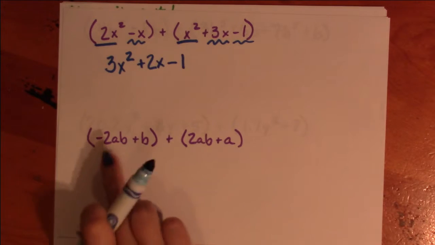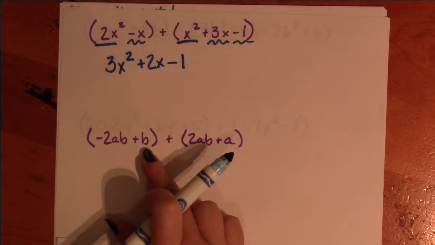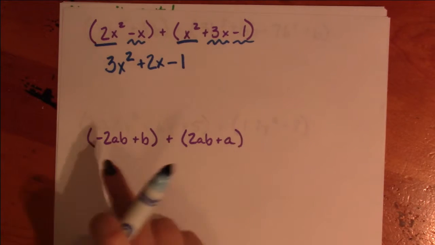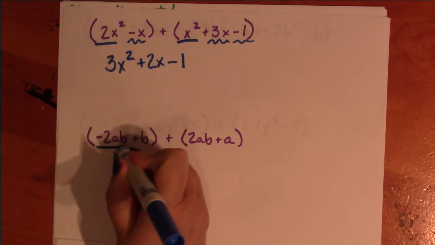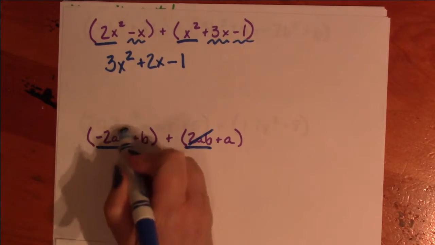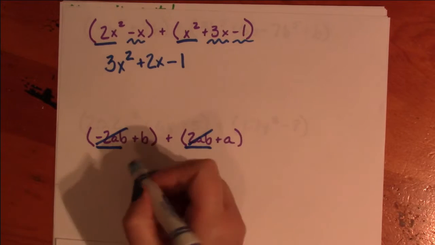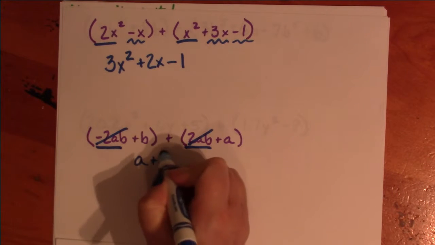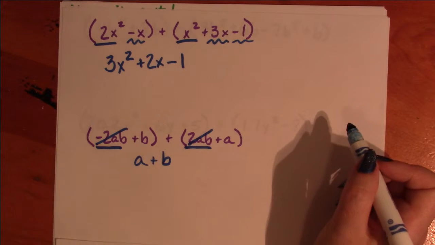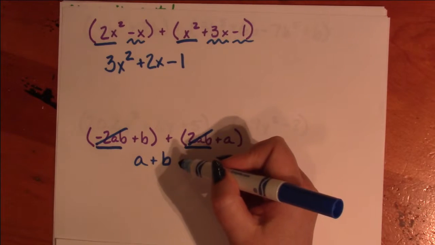Next one, negative 2ab plus b plus 2ab plus a. Well, I'm going to combine negative 2ab and positive 2ab, and those are going to cancel out to 0. And I'm going to end up with a plus b. If you wrote b plus a, that's still correct, but it's not as correct as alphabetical.